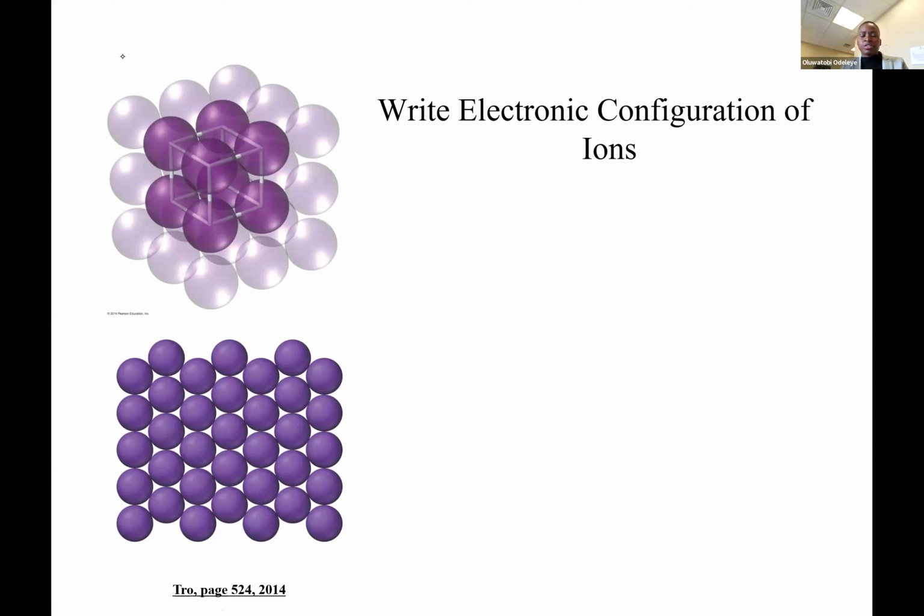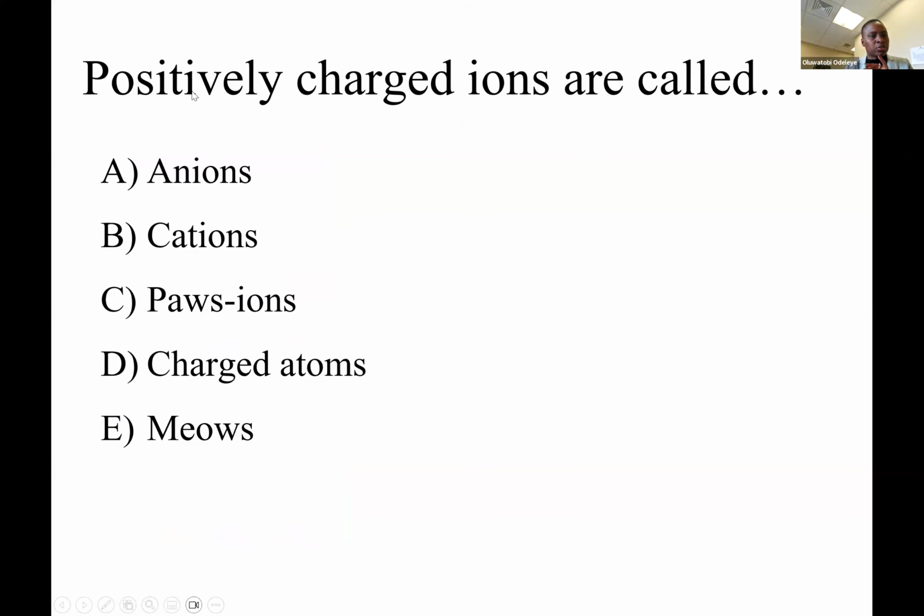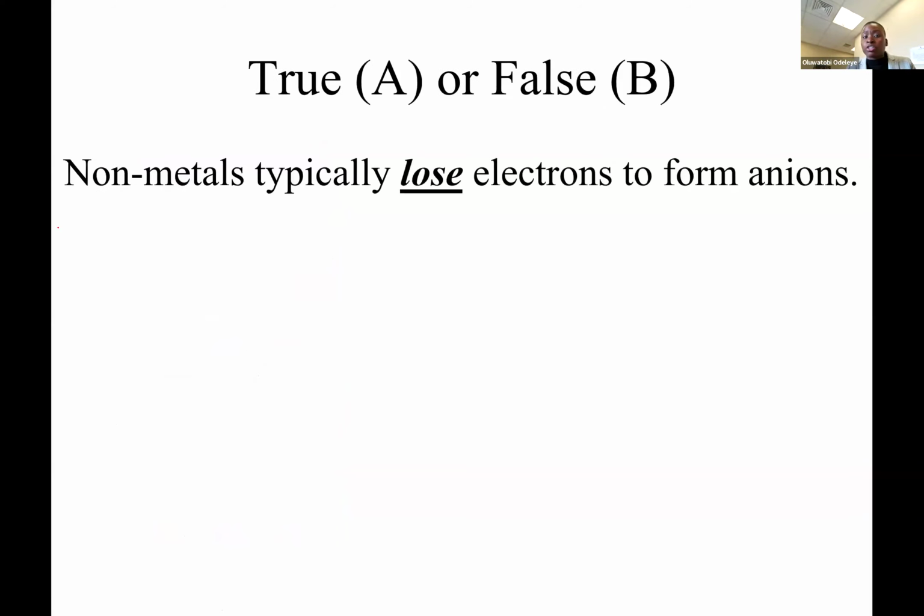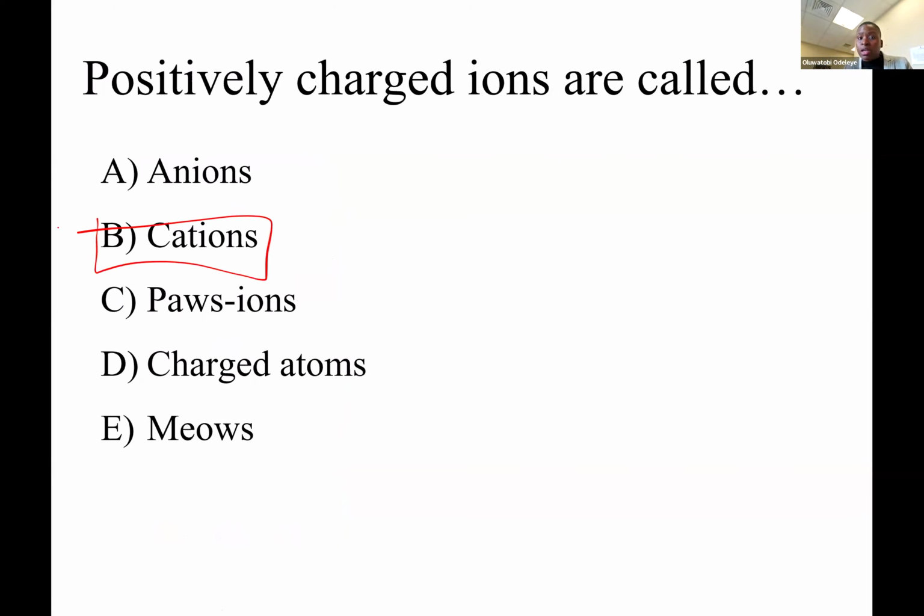All right, so let's talk about writing the electron configuration for ions. So we've talked about writing just the typical electron configuration. For ions, it looks a little bit different depending on what you're talking about. So real quick, let's review. Positively charged ions are called, wait for it, cations, and negatively charged ions would be called anions, okay?